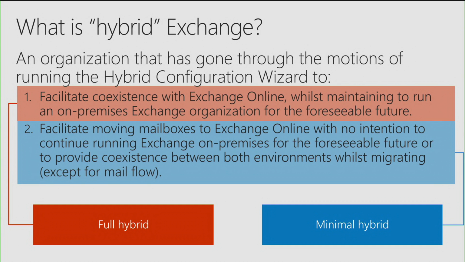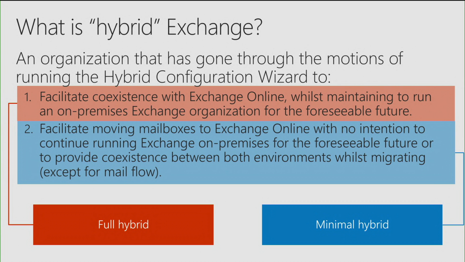When we think about the term hybrid, it typically means the combination of on-premises systems and cloud systems, and that's exactly what we're talking about in this case. And there's really two different flavors of Exchange Hybrid. There's the concept of full hybrid and minimal hybrid. In both cases, what we're referring to is an Exchange organization that has had the hybrid configuration wizard run to configure one of these options.